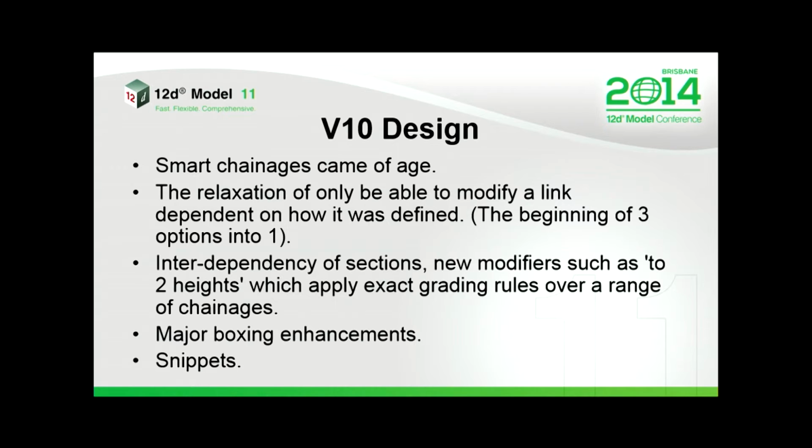The super important one in V10 was that previously the sections were basically independent. By V10 we had all those modifiers like the 2RL, where you say, between this link and this link I want an exact grade between these two. So basically by V10, a whole swathe of modifiers were very interdependent for those exact calculations. Obviously in V10 we put a lot of boxing enhancements in, and of course snippets, which will go on in the next couple of days, but we're all well aware of what happens there.